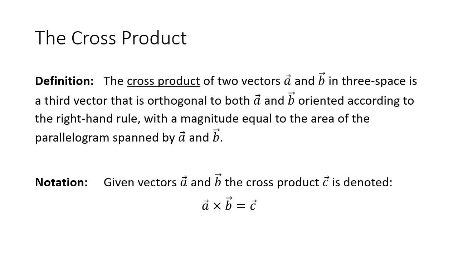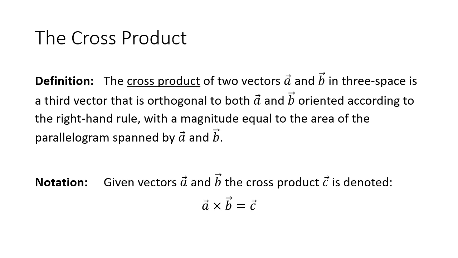Well, if we're given two vectors in three-dimensional space, then the cross product of those two vectors is going to be a third vector that is orthogonal or perpendicular to the two vectors that we're given. Now, we do have some restrictions or properties of this cross product besides it being orthogonal. First, it has to be oriented according to the right-hand rule, which we'll talk about in a second.